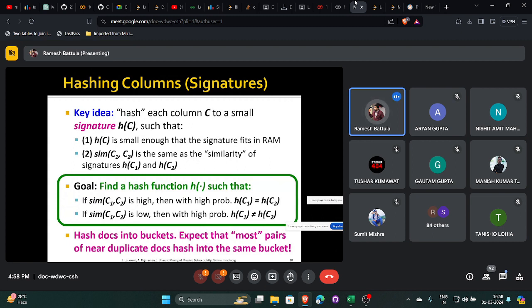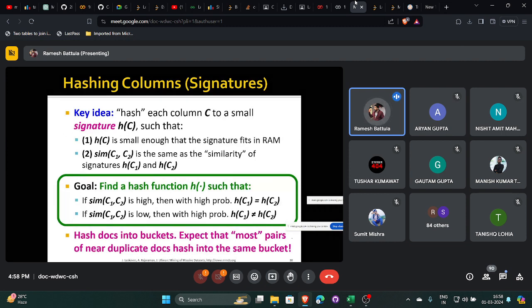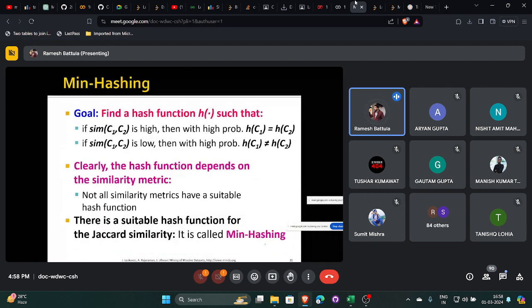Hash each column C to a small signature H of C, such that H of C is small enough that the signature fits in RAM. Then the similarity of C1, C2 is the same as the similarity of the signatures H of C1 and H of C2. The goal is to find a way to develop the signature H of C, so that we hash documents into buckets such that near-duplicate documents hash into the same bucket. That is our main motto here.